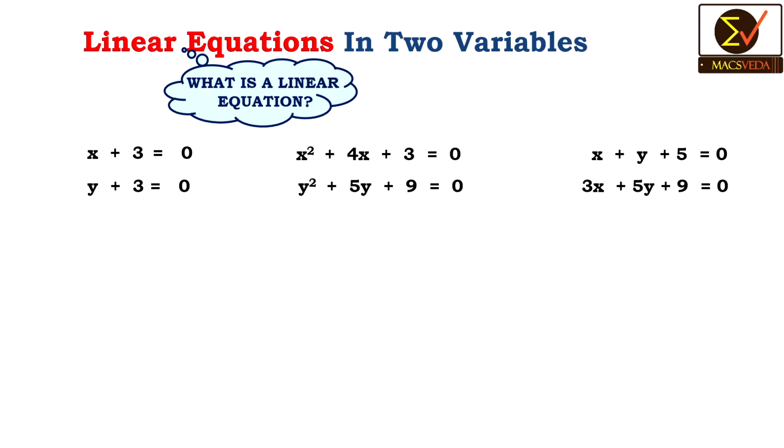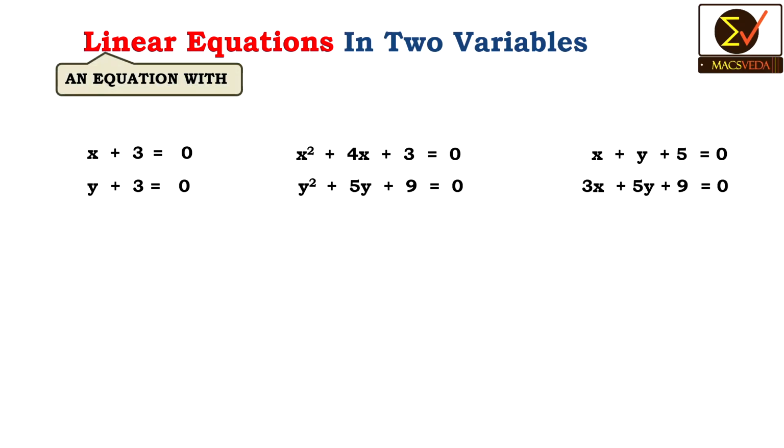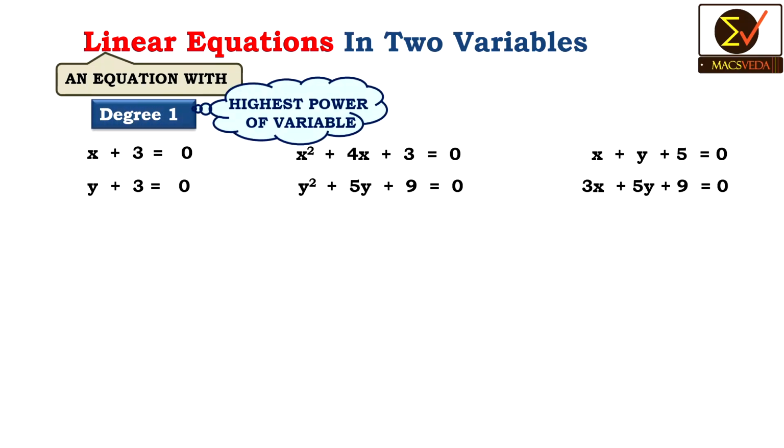Now, what is a linear equation? A linear equation is an equation with degree 1. It means the highest power of the variable involved must be 1. So here it is a linear equation because the highest power of the variable is 1, that is, the degree is 1. It is also a linear equation because the degree of the variable involved is 1. Degree of the variable means the highest power of the variable. Right. So these two are linear equations.